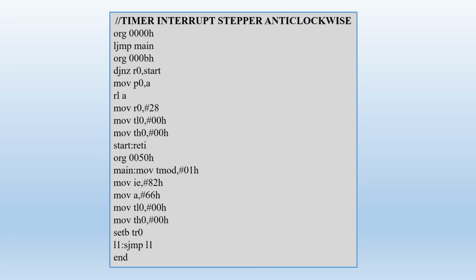Then we have taken a delay of 1 second. So we have used the same MOV R0, A and MOV P0, A. Whatever value we have given on A, it will be given here. Then RL A for the anti-clockwise direction.